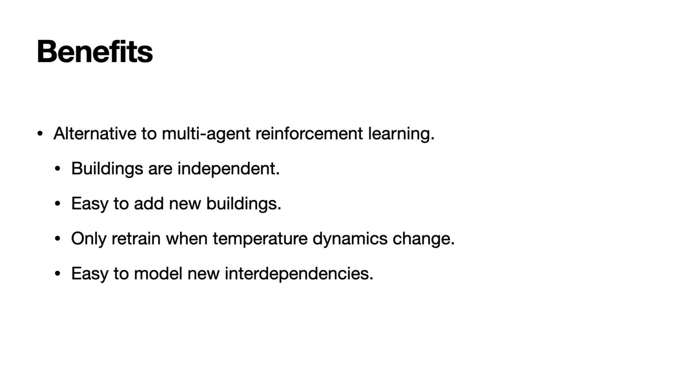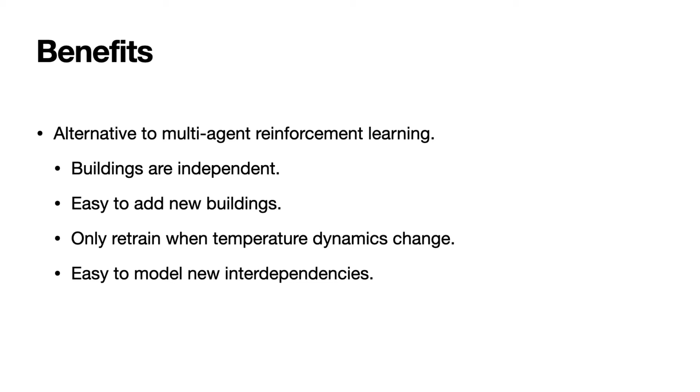The standard approach to this kind of problem is multi-agent reinforcement learning, but this Predict+Optimise method has a few advantages. The buildings are completely independent. Each building is independent in the training phase. The neural network of each building is trained independently, and then they are encoded into the optimization model, so it is very easy to add new buildings into the model because the buildings don't interact.